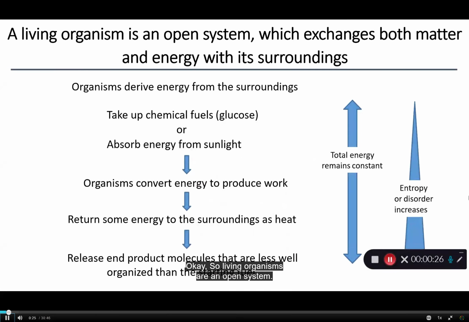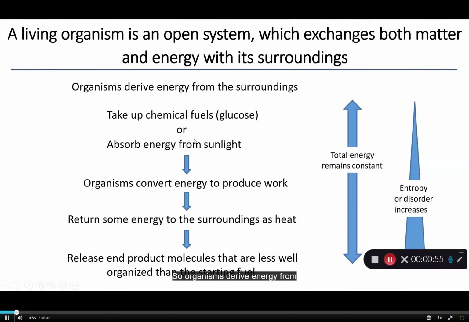Okay, so living organisms are an open system. They exchange matter and energy between the system and their surroundings. A thermodynamic system can be a single, simple chemical reaction or an entire organism. And so in this case, we're talking about living organisms, which are interdependent on the environment. They exchange energy and matter with each other and with the environment.